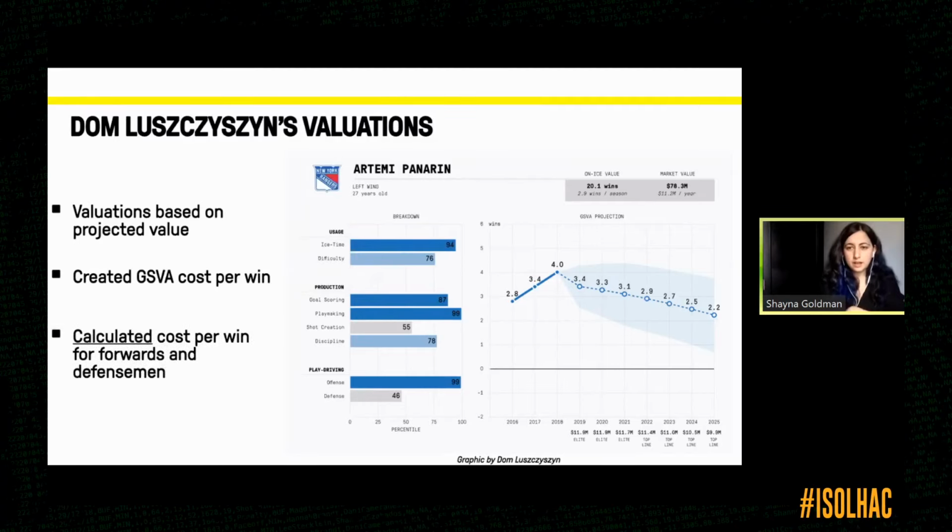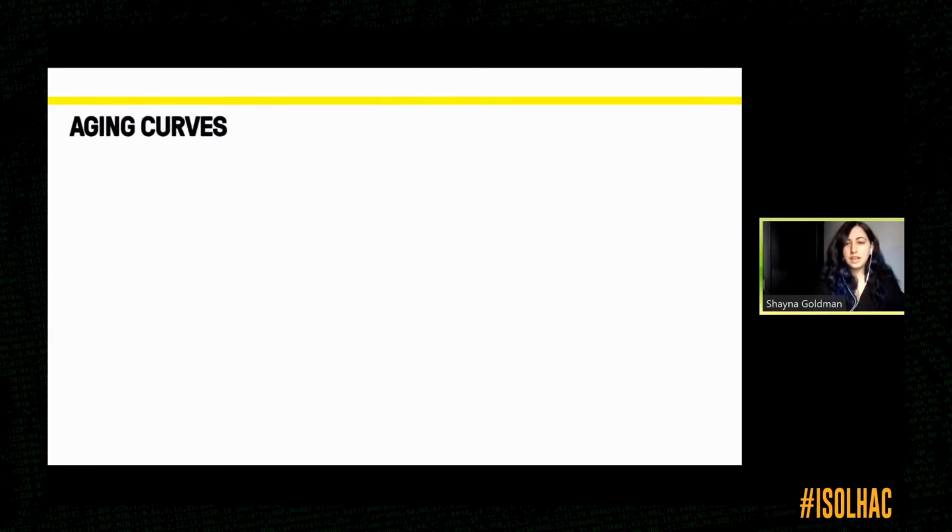And if you look back on an article he wrote at The Athletic last July, it shows you the cost per win for both forwards and defensemen. So right here we have Artemi Panarin, who was the big fish of last offseason, and he was worth 3.4 wins at the time of his signing and 2.9 on average through the life of his contract. So it shows you that he's worth the money. But what this graphic also shows you is how his game is expected to decline, though stay as a top level player, but decline as the contract goes on, which brings us to aging.